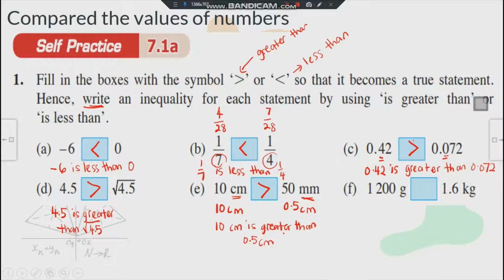And 1,200 gram compare with 1.6 kilogram. Again, with different units, we must make sure the units are the same. So 1.2 kilogram compare with 1.6 kilogram, which is less than. So your statement is 1.2 kilogram is less than 1.6 kilogram. So that is how you compare the values of numbers.